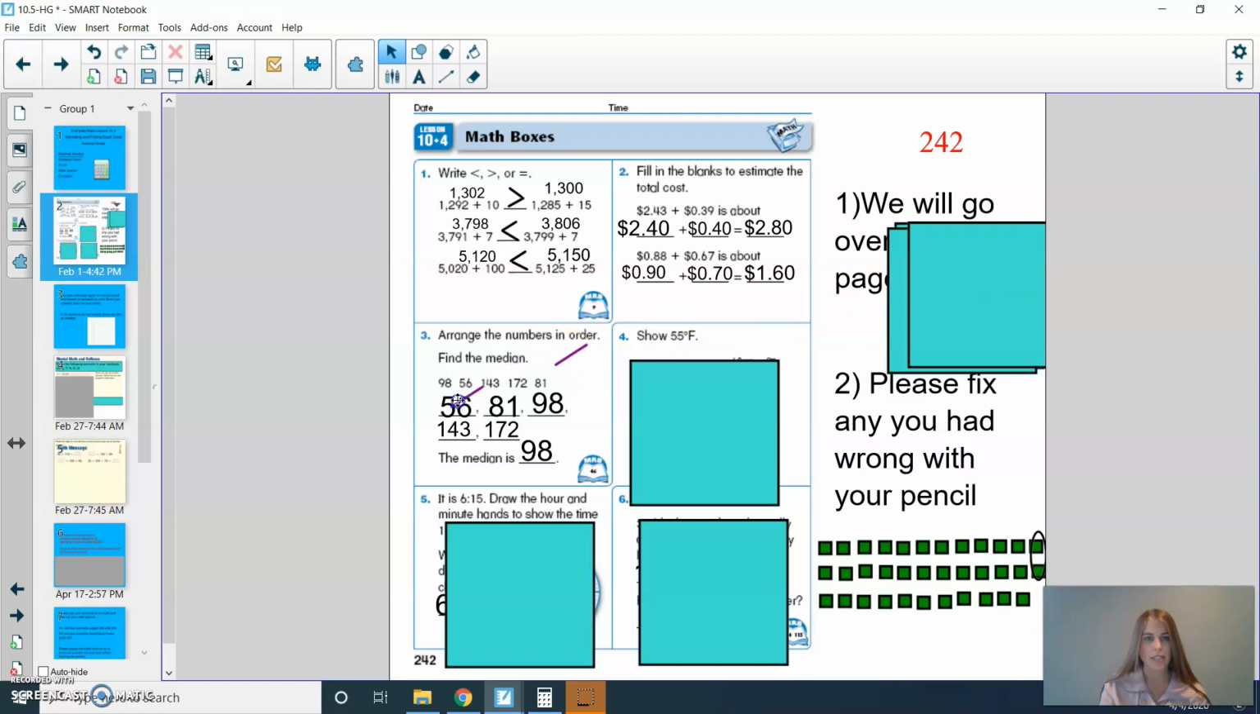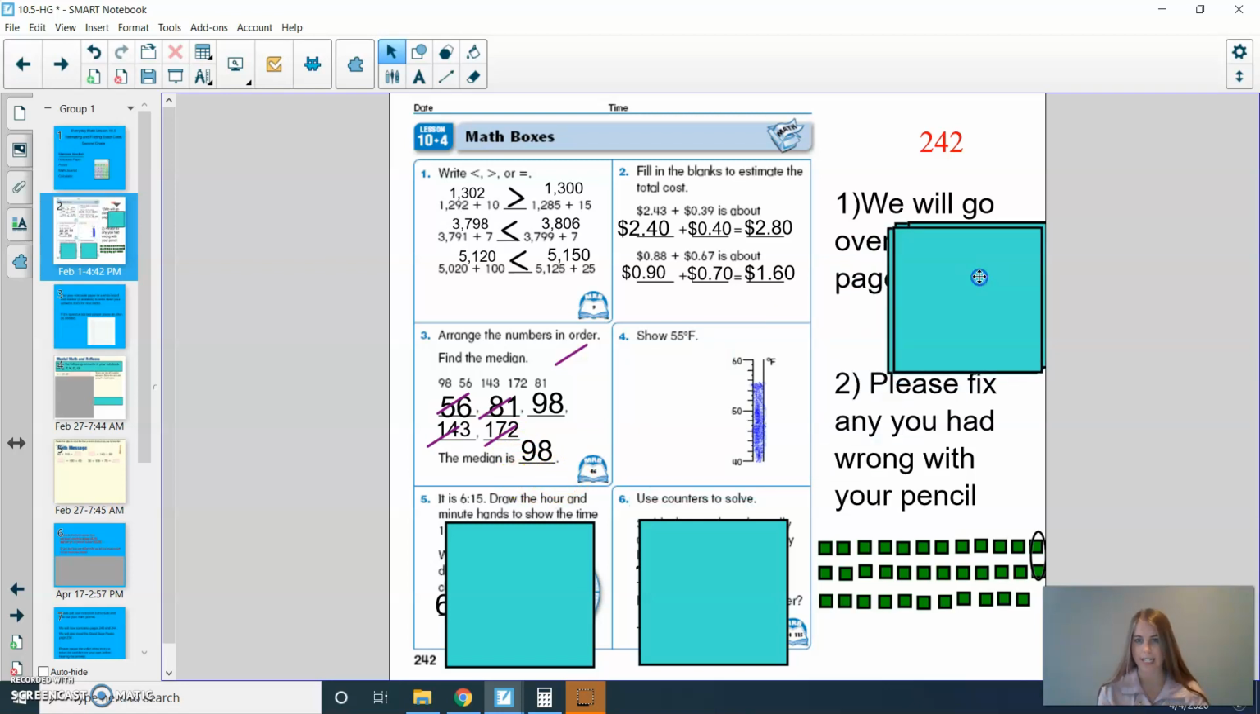For question number 3, arrange the numbers in order to find the median. So I first needed to put those numbers in order, and the second thing I do is cross off the numbers starting with my smallest and then my largest until I get to that last middle number, which is 98. So my median for number 3 is 98. For question number 4, show 55 degrees. If you take a look at my thermometer, you'll notice that it's right in between 50 and 60, showing 55 degrees.